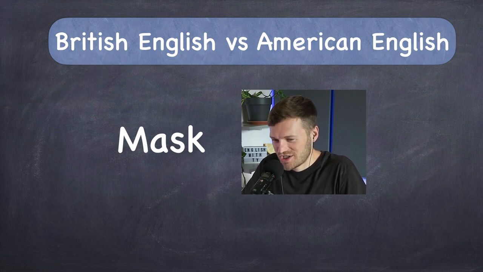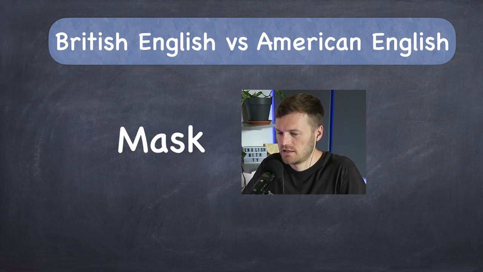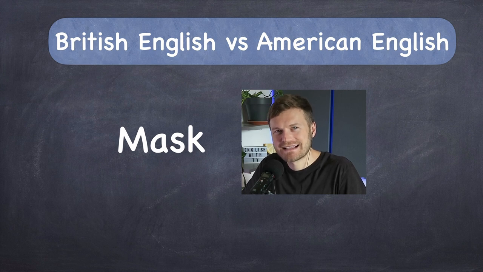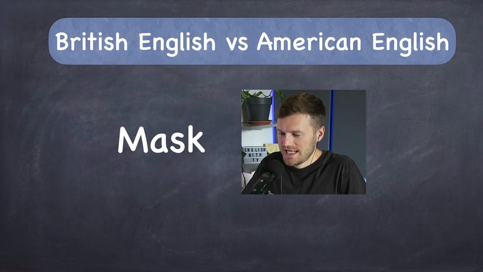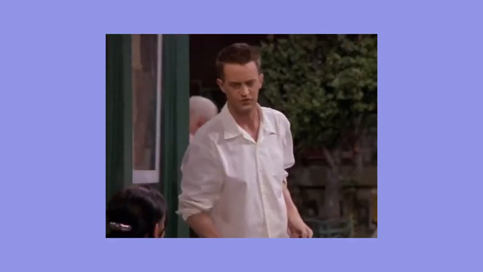Once again, in British English, people would say "mask" with an R sound, and in American English, people might say "mask" with an A sound. It is again the A I want to stress here. Here's an example for you with the British English pronunciation. "Take off your mask." And here's an example of the American English pronunciation. "What's the mask? No, it's gorilla mask."